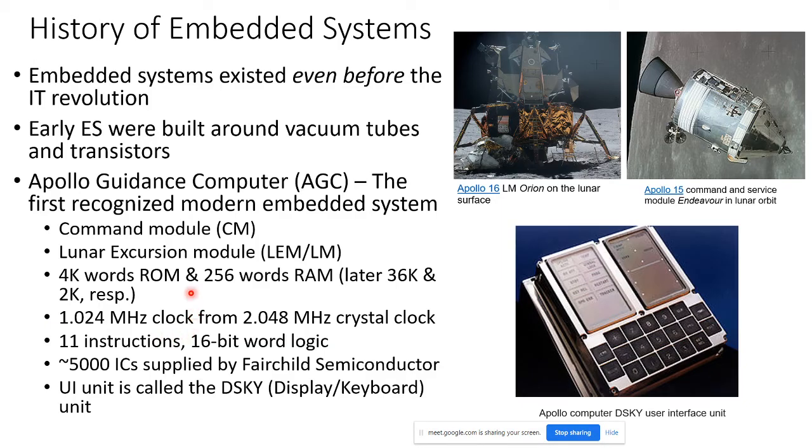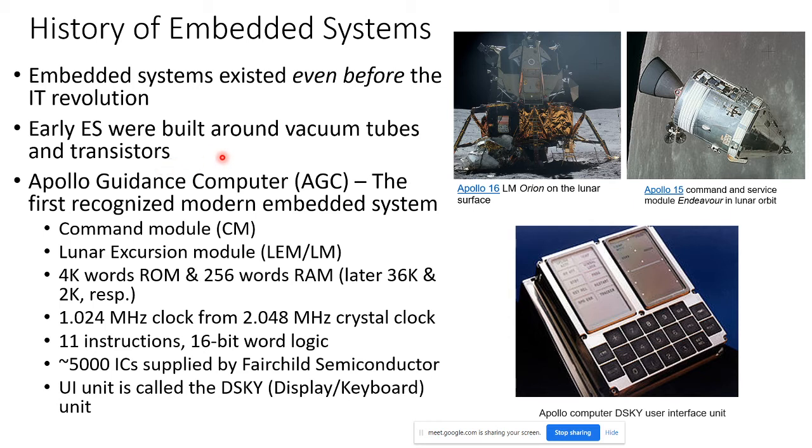Okay, so let's talk about the history of embedded systems briefly. Embedded systems are not like a buzzword. It's not some new thing that we are seeing. Rather, it existed even before the IT revolution. In fact, it existed even before your silicon revolution started. So early embedded systems were built on vacuum tubes, and then they transitioned over to transistors.